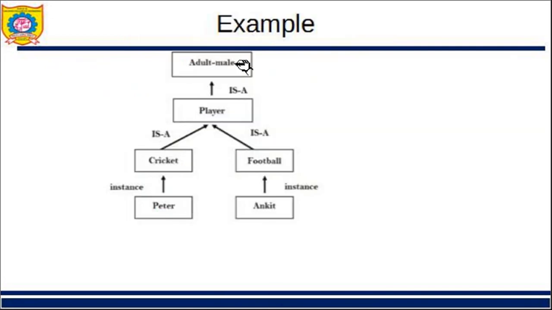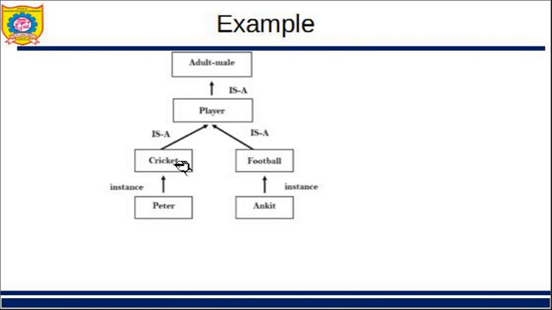Just check out this particular example. What you can see in this example is adult male. Player is one class. Then player is a male. It is related with "is a". So here I can say the boxes are the objects. These are nothing but the objects.